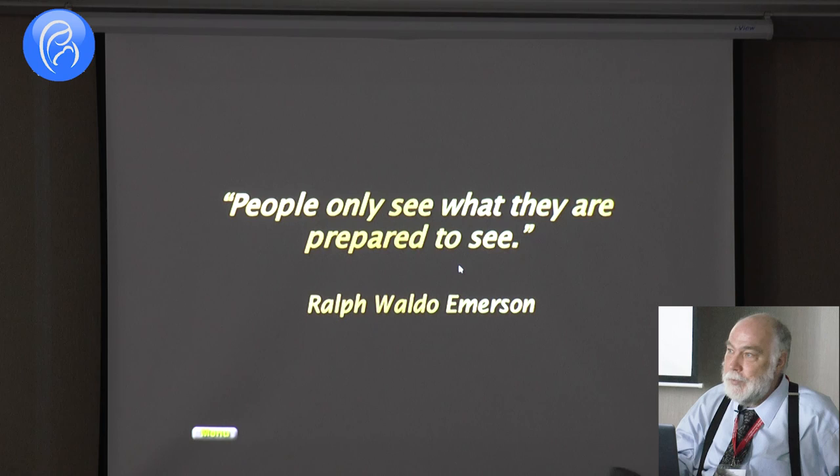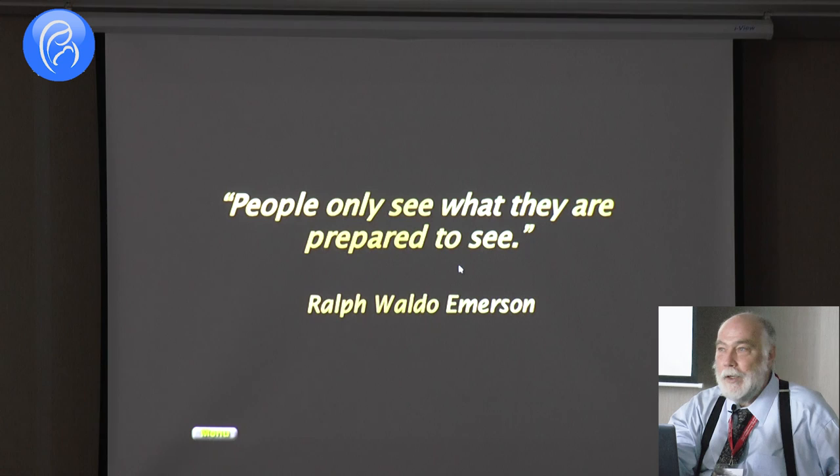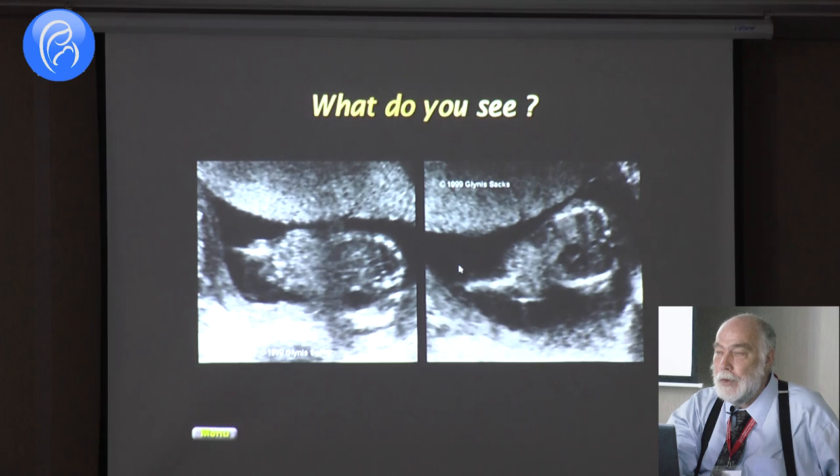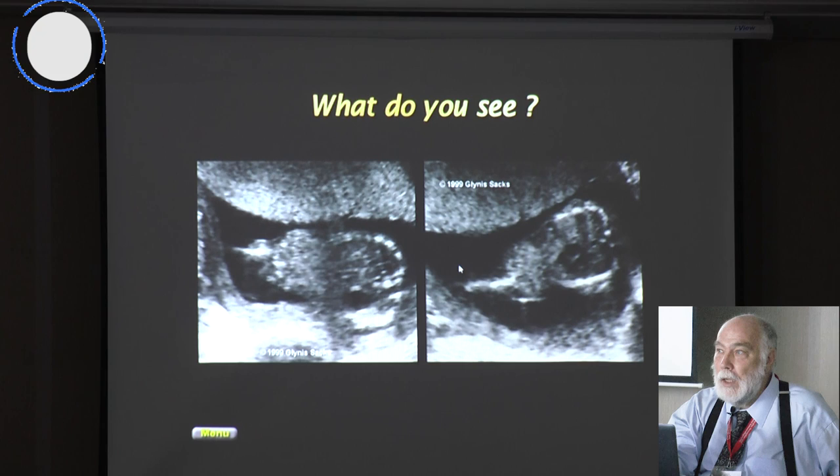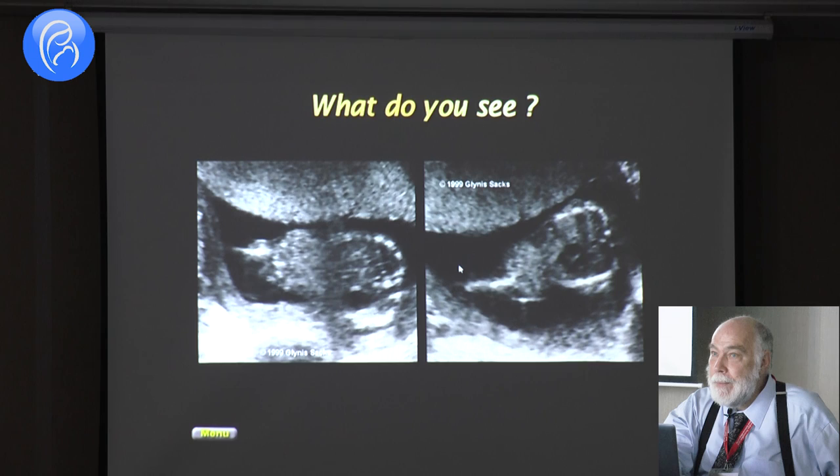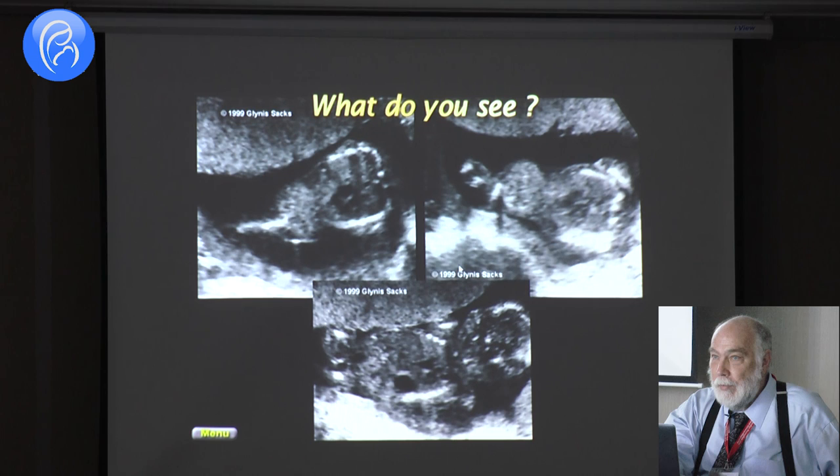If you don't know what you're going to be looking at on the image, it is very easy to miss the findings. So here's a case, and I'm going to show you five images. And I want you to tell yourself what is abnormal on these images. The first two images, and the next three images. Okay?